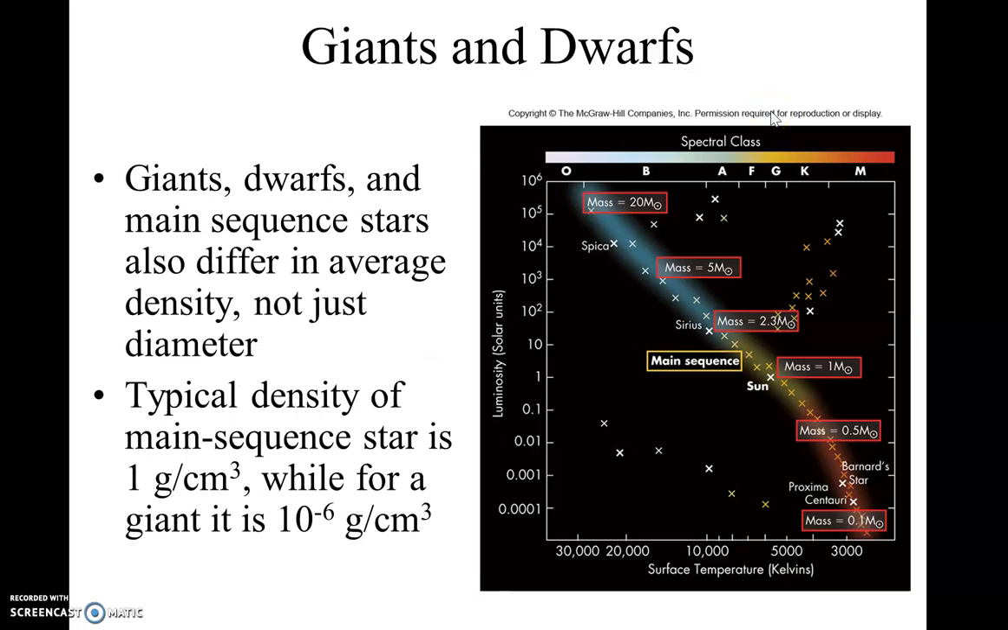All right, let's see. So notice typical densities of main sequence stars are about 1 gram per cubic centimeter, roughly the same as the sun. The sun's a little bit more dense than that. But notice for the giant stars, it's about 10 to the minus 6 grams per cubic centimeter.